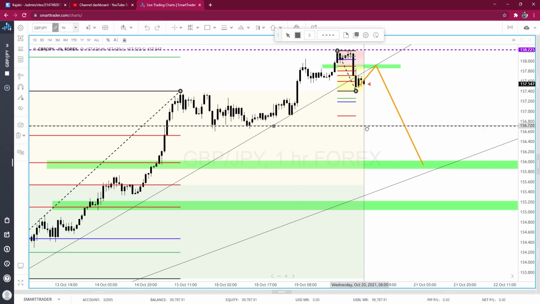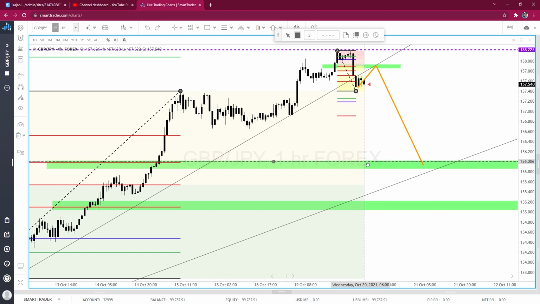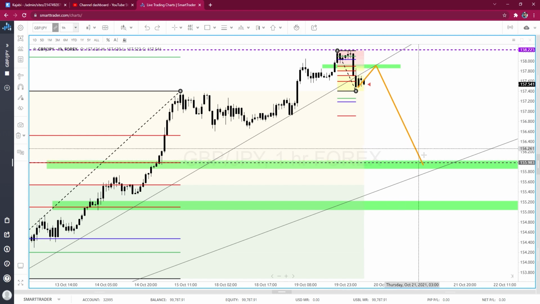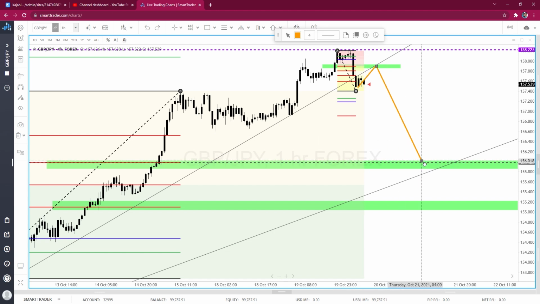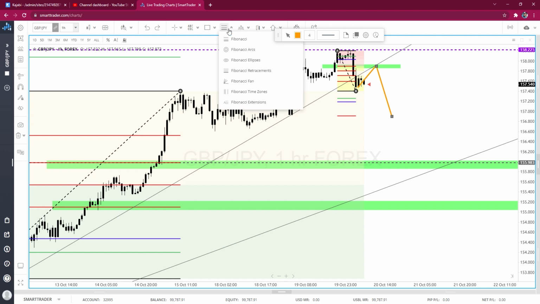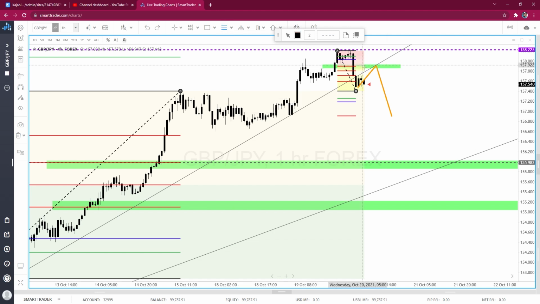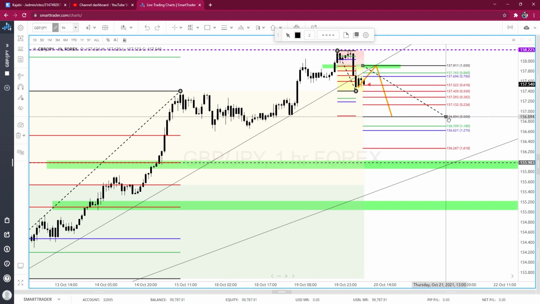Okay, let me move this down because this is not where we had it. We had it there. What I'm trying to edit and illustrate is how I would anticipate that price would move. And I'm just going to take out my fib just to help me do this a little bit better.